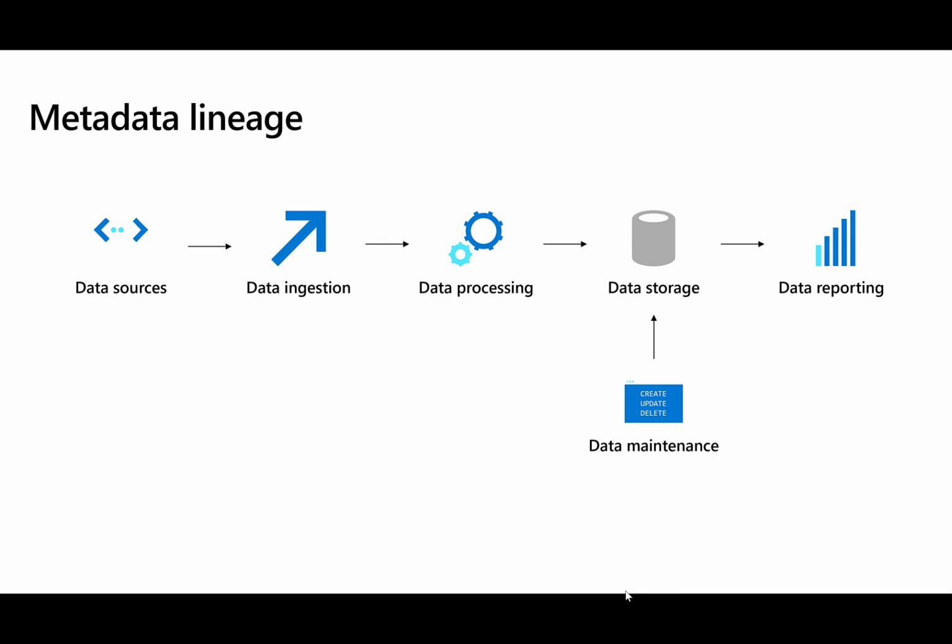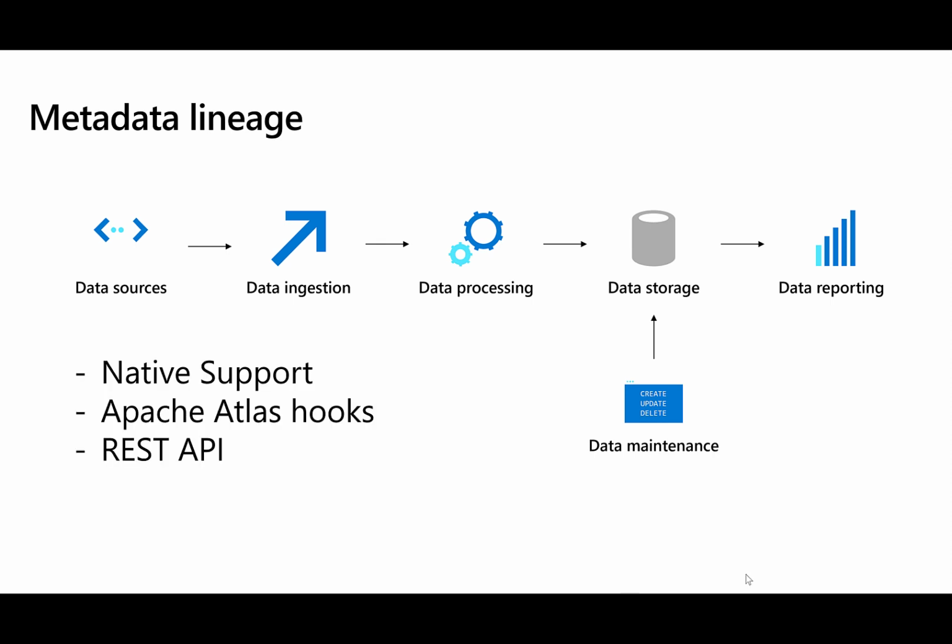The goal of Purview's lineage features is to help track the data as it moves through its life cycle, so this will allow us to better understand the flow of data and also see the impact that any changes might have. There are essentially three different ways we can work with lineage in Azure Purview. The first is with native support.